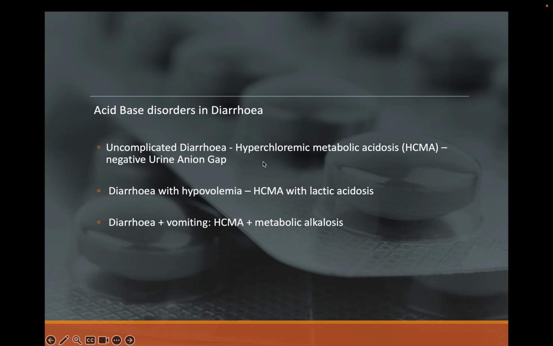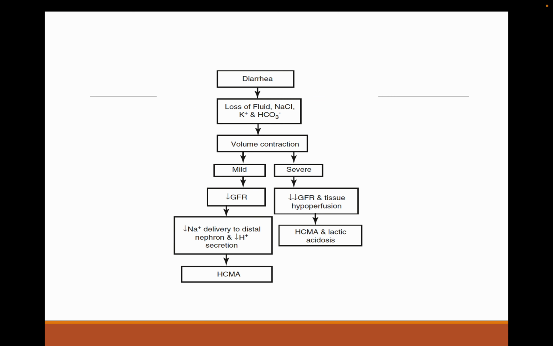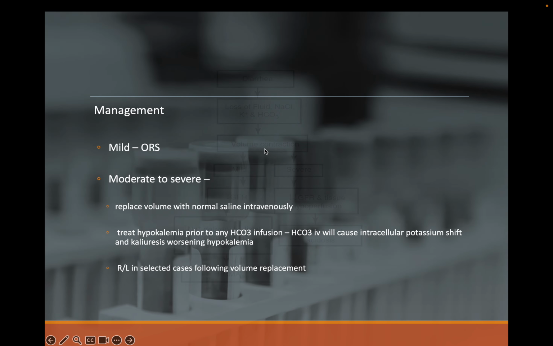So hyperchloremia is because whatever loss is in bicarb is there, that is compared to the chloride, that is why normal anion gap is seen. So this is again the mechanism why the hyperchloremia is there and lactic acidosis is there. In the case of any mild thing, you can just give ORS.